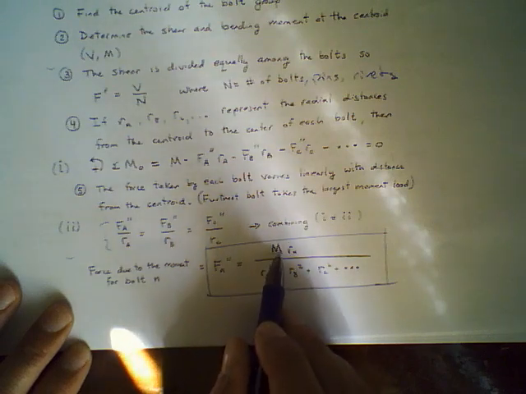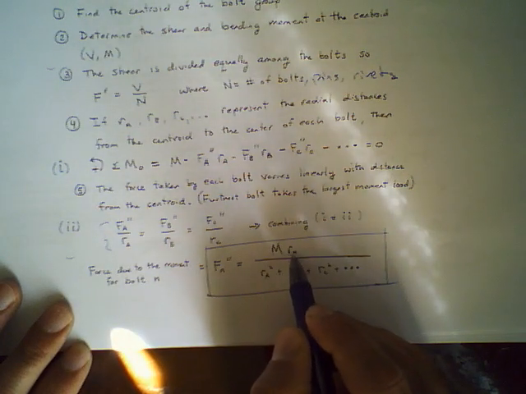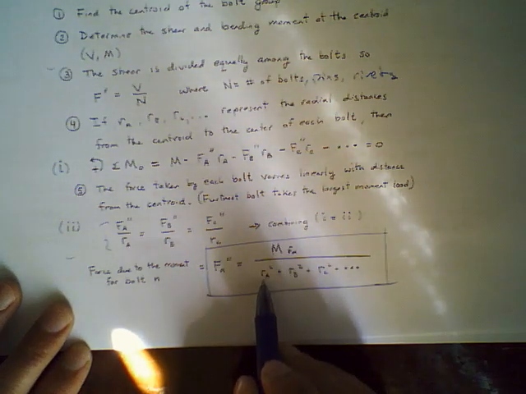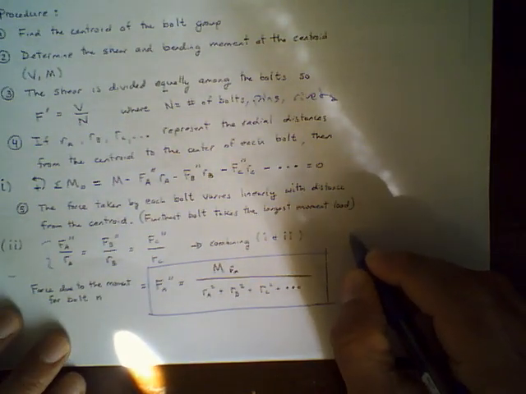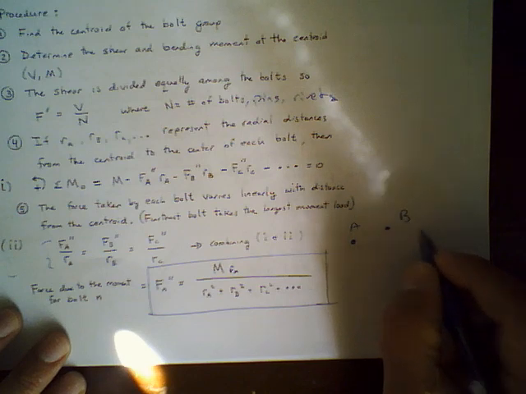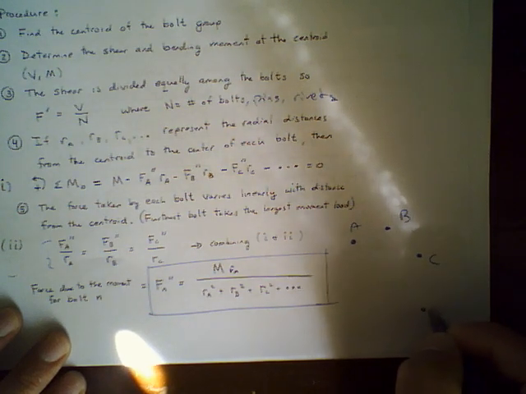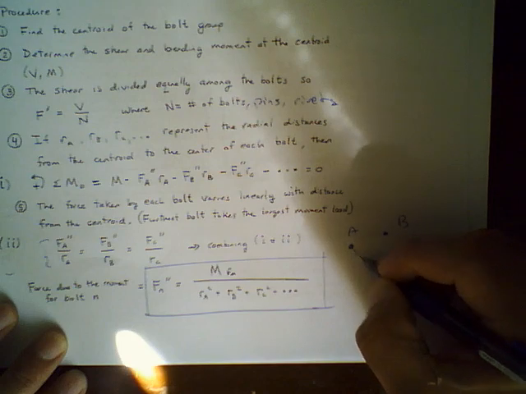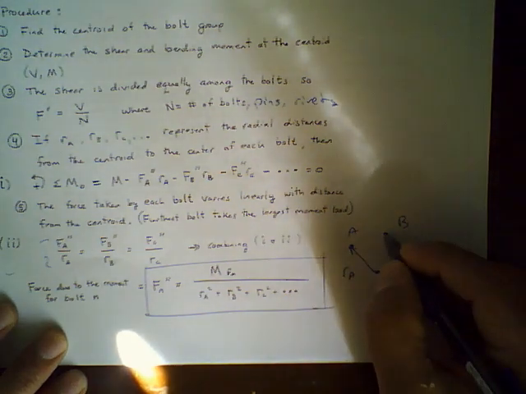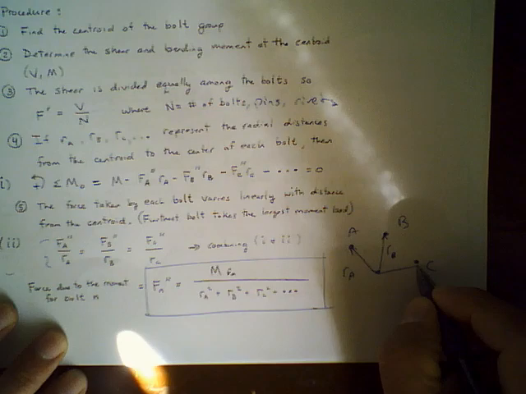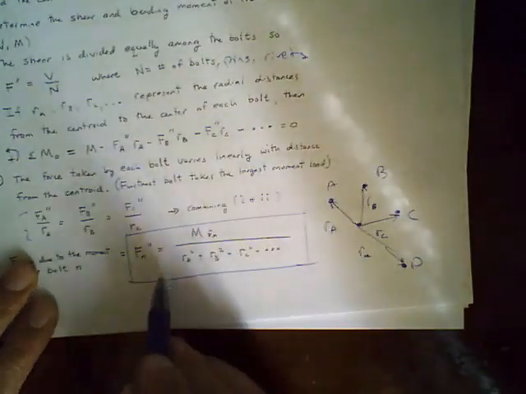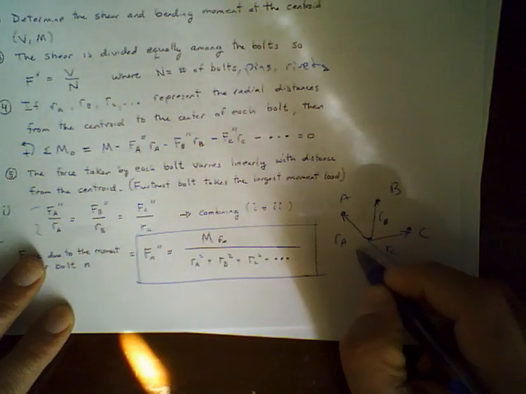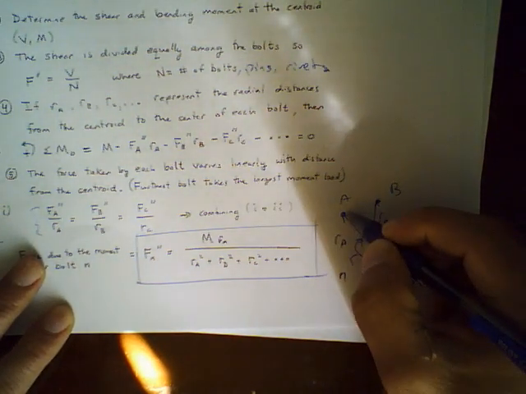The force caused by the moment on every bolt is going to be the distance, or the radius, from that bolt to the centroid, divided by the radii of all the bolts squared. So RA squared plus RB squared, and so on. Here, if I have a bunch of bolts A, B, C, and then D, once I find the centroid, then these are going to be my RA, RB, RC, and then RD.